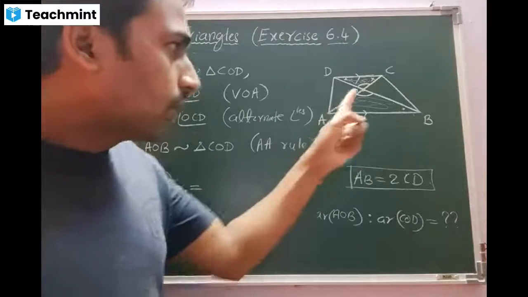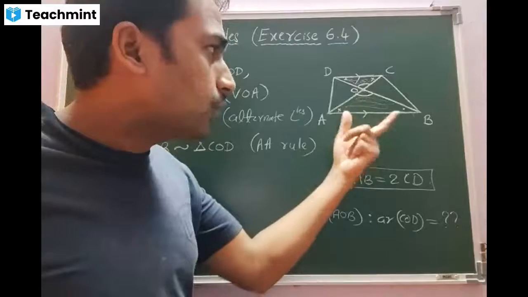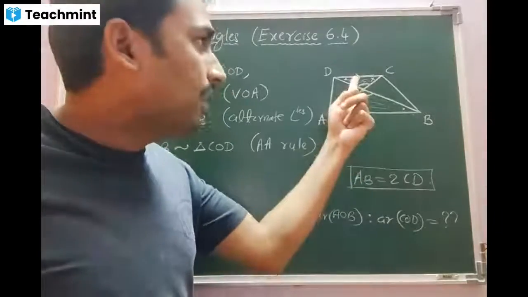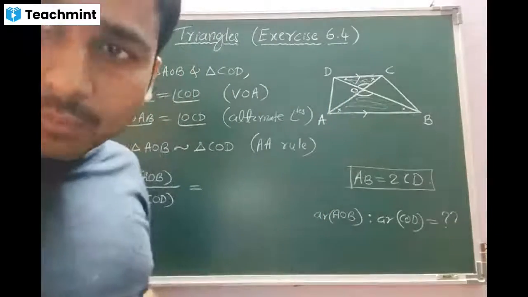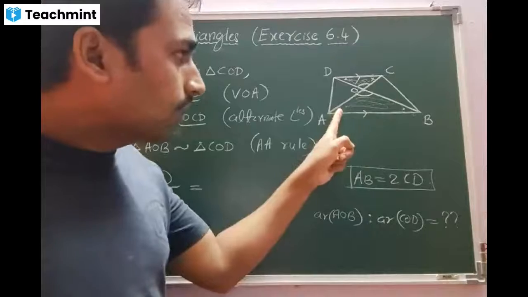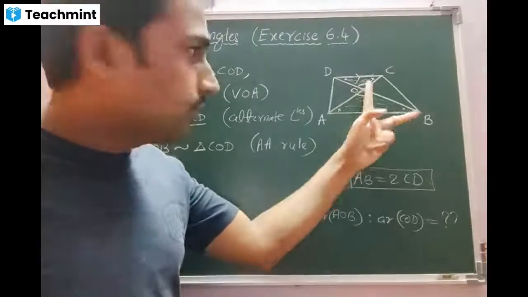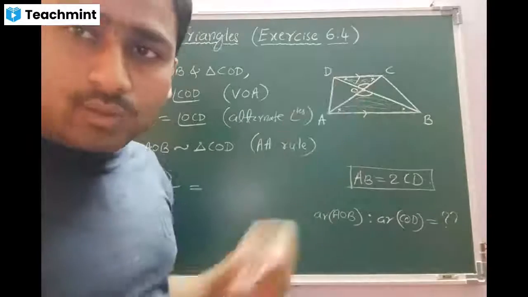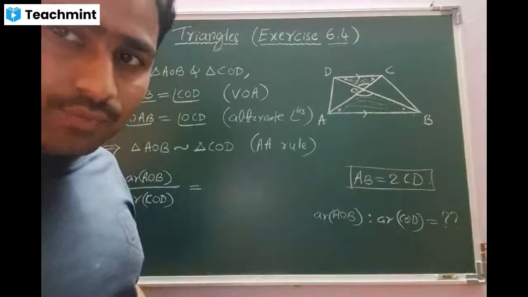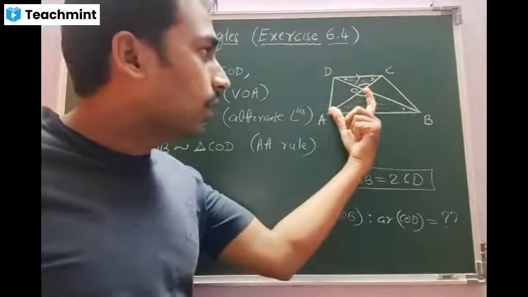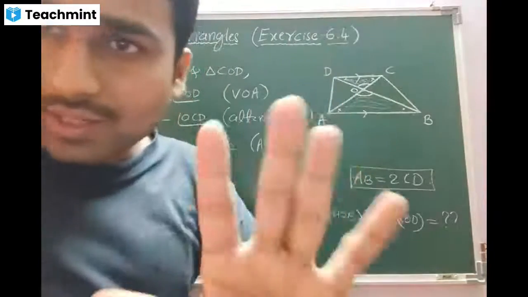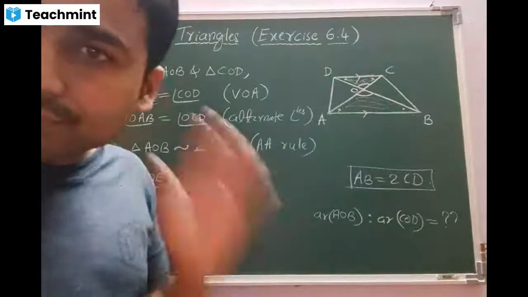What are those? First, focus on this. Opposite to this angle, AB square by CD square. That is one possibility. Then this angle opposite is BO square by this angle opposite is DO square. That is the second possibility. And coming to the third possibility, AO square by CO square. Is that clear? Yes, sir.